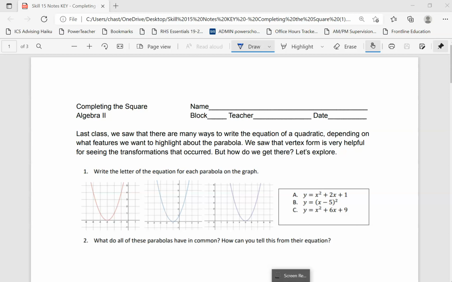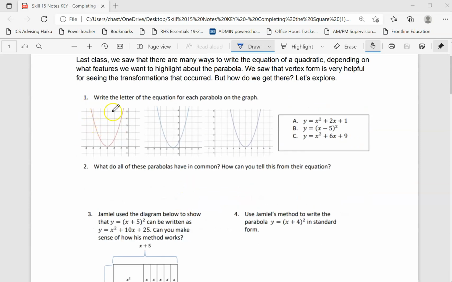All right, so last class we saw that there are many ways to write the equation of a quadratic. So we've seen vertex form and we've also seen standard form, and we've talked about how we can graph them in each of those forms. The vertex form was really helpful because we could see the transformations that occurred. But how do we take a standard form equation and write it into vertex form so that we can see those transformations? Well, let's start by looking at these three graphs here, and I have three choices here for us to figure out which of these graphs goes with which choice.